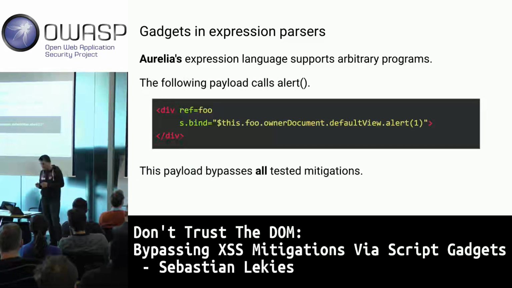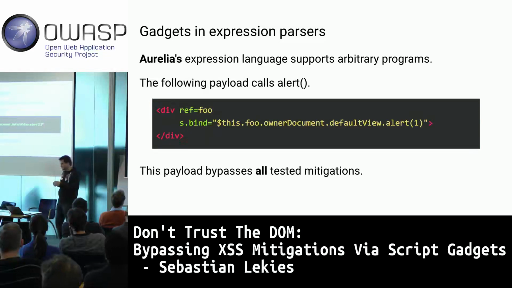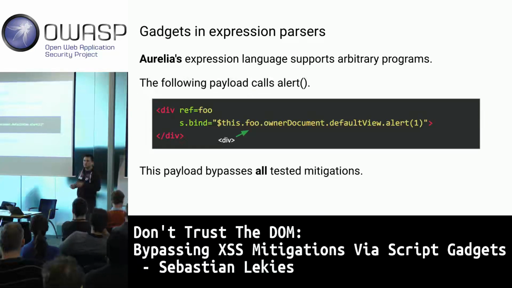And I would like to explain how that works. So here we have a very simple payload in the Aurelia framework that calls the alert function. What we can do in Aurelia is we can just give an element a name, and we can use the s.bind, which is again an attribute without semantics in HTML. And then we can just say, okay, give me a reference to this element, to my local element. And then we have a reference, and we can say, okay, give me the owner document of this element, which is the document object. And the document object has a reference to the window object.